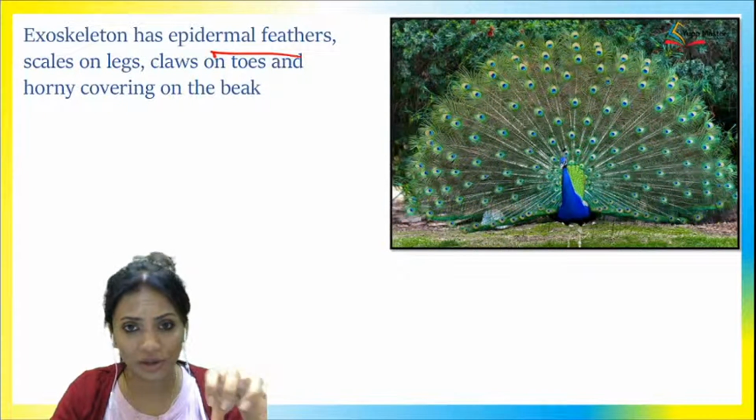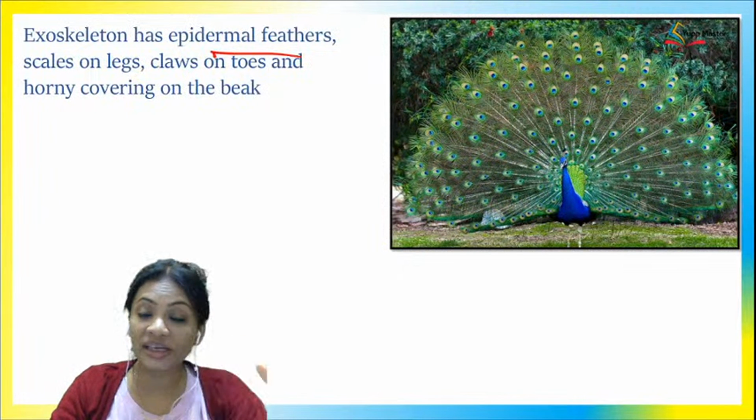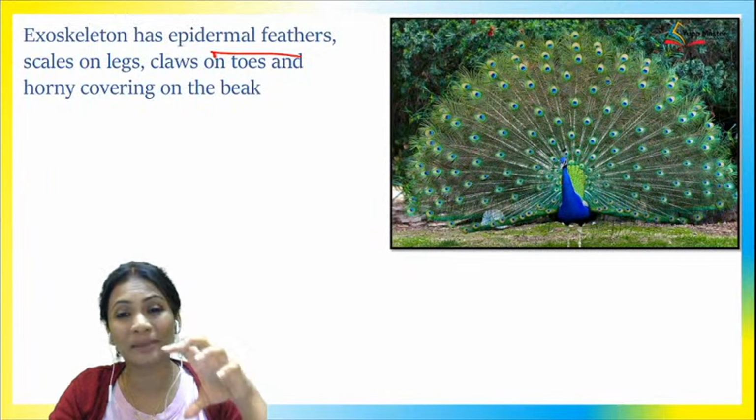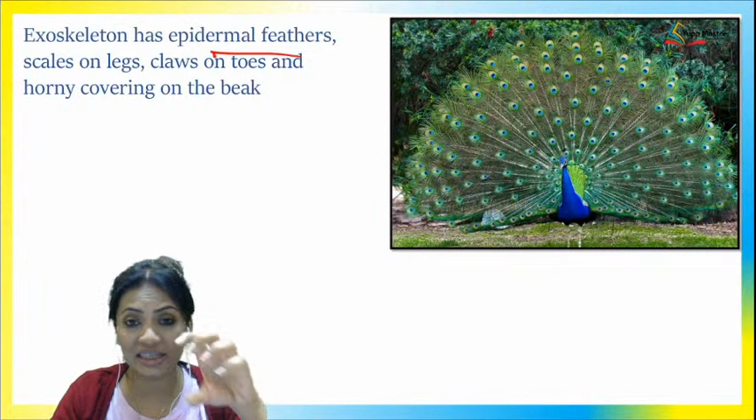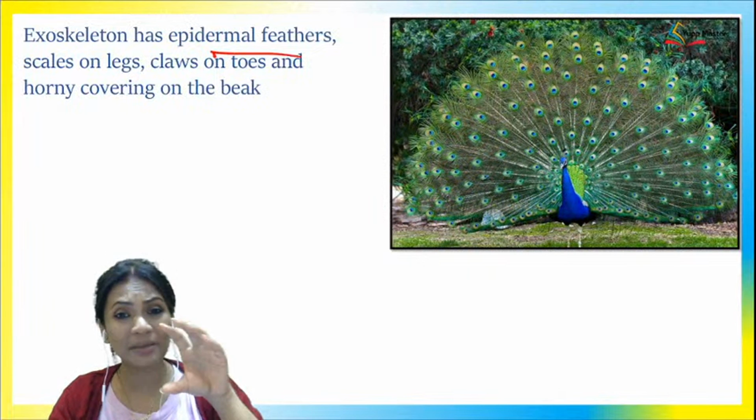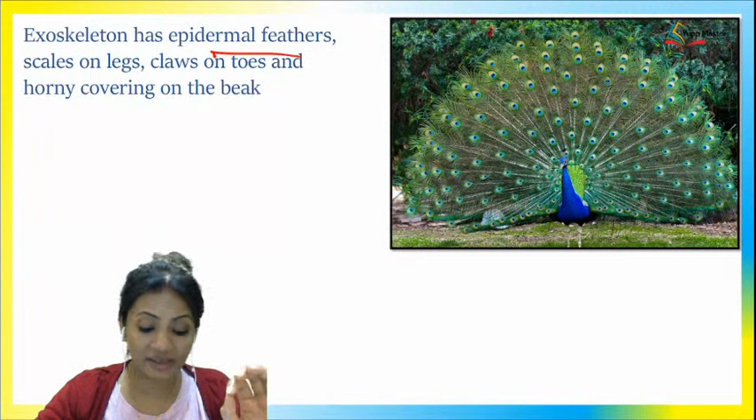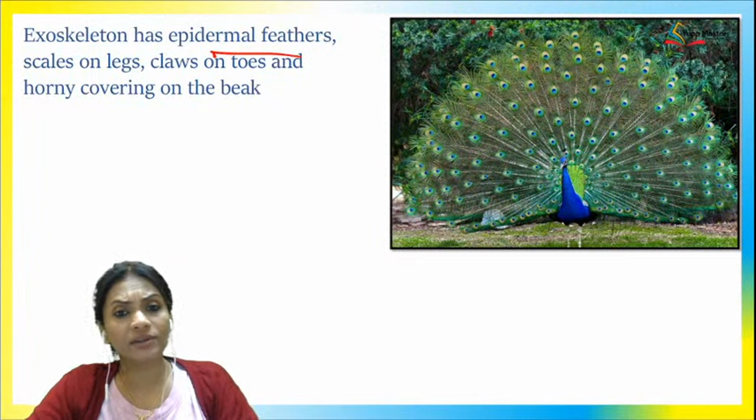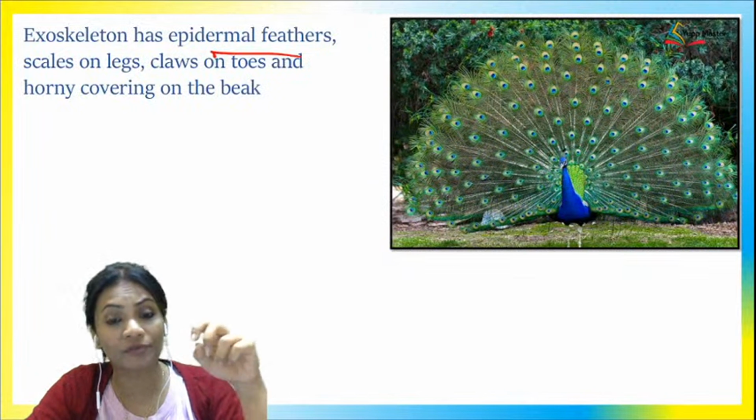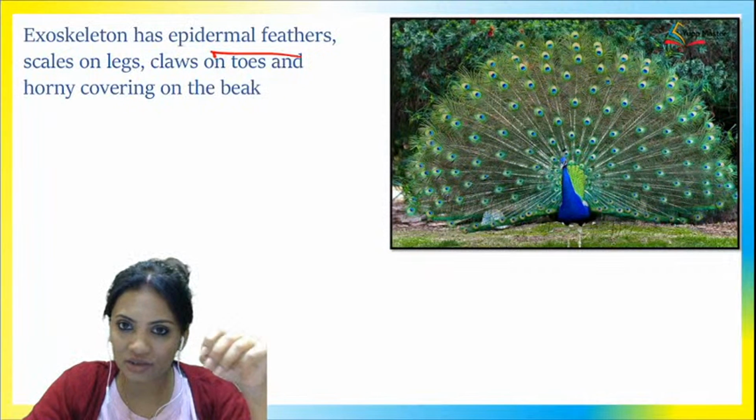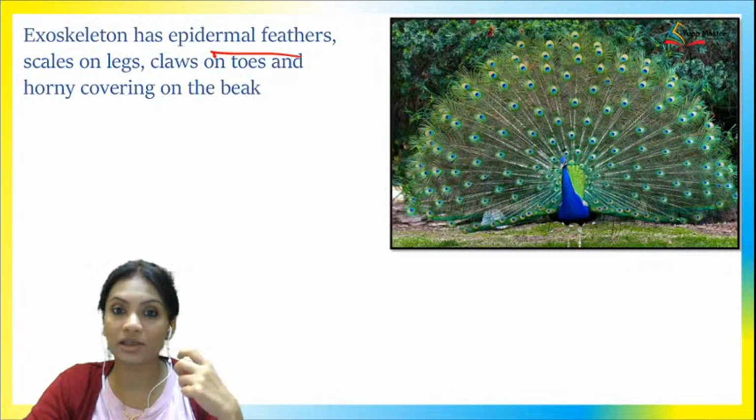They have claws on their toes, and on their beak they have a horny covering. That beak region is going to be very stiff and very tough. Why is that beak very tough? Because remember, birds do not have teeth. So whatever they want to pick on, whatever they want to break, they do it with the help of their beaks. That's the reason why their beak has to be extremely tough and extremely strong.